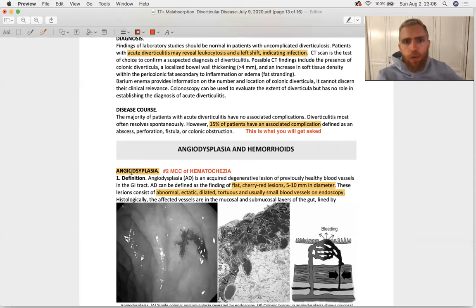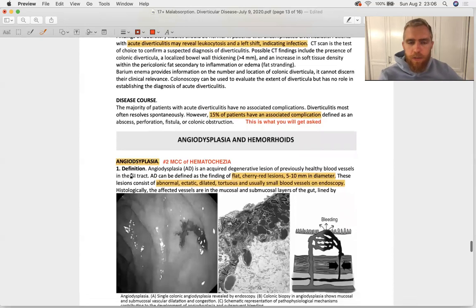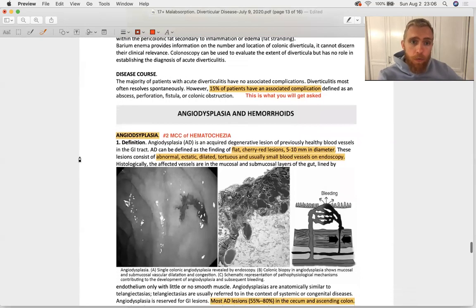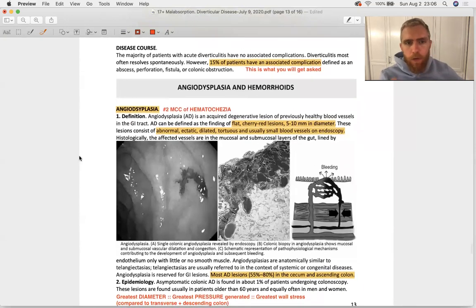Lab findings, again, leukocytosis and left shift indicating acute infection. CT is the test of choice. Barium enema might reveal the presence of diverticula, but cannot discern their clinical relevance. Makes sense. So 15% of patients have an associated complication. The majority of patients have no complications. Which type of patient do you think you're going to see in a question?